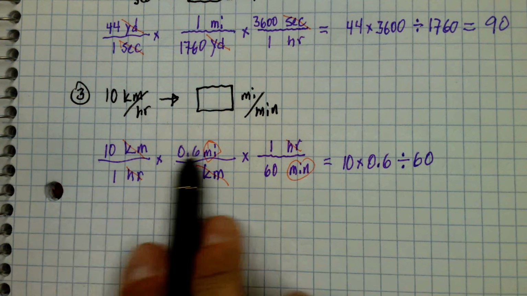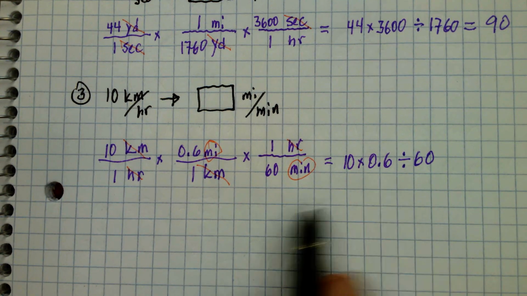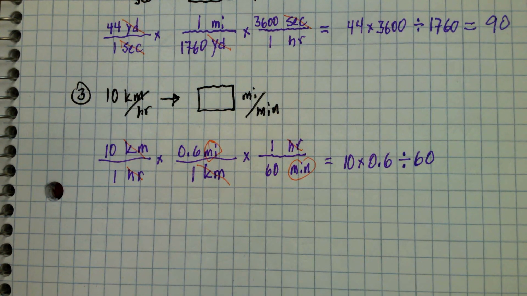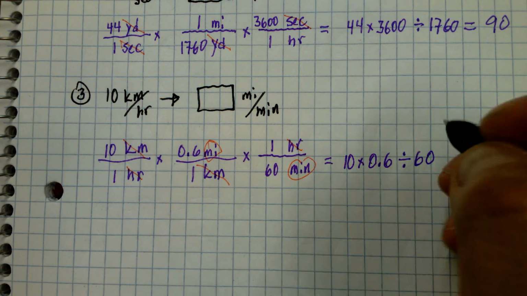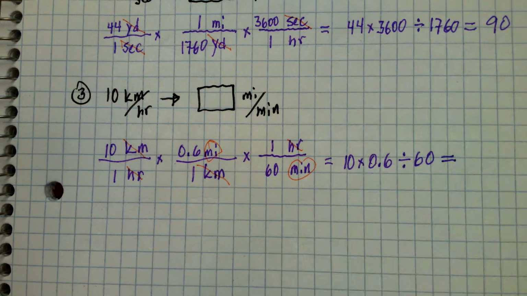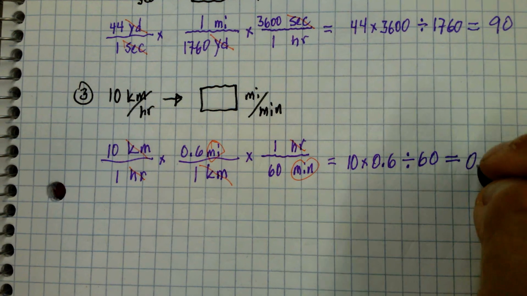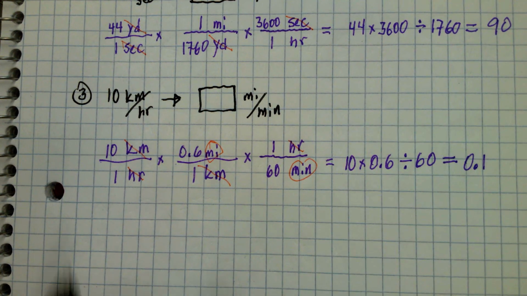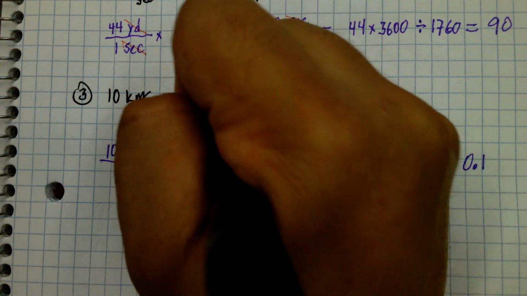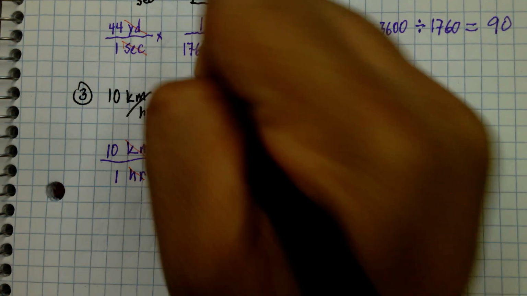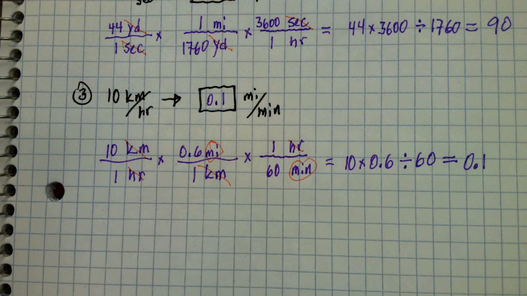Make sure you understand, if it's in the numerator, we're multiplying. If it's in the denominator, we're dividing. 0.1. So 10 kilometers per hour is 1/10 of a mile per minute.